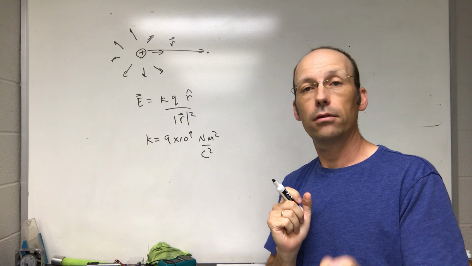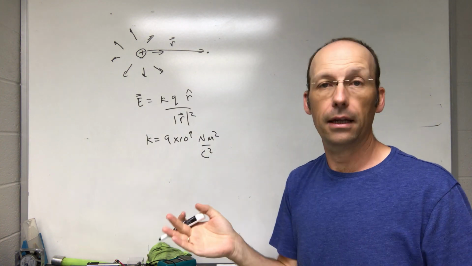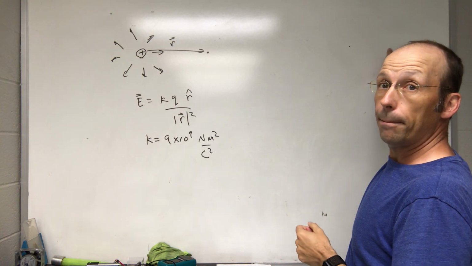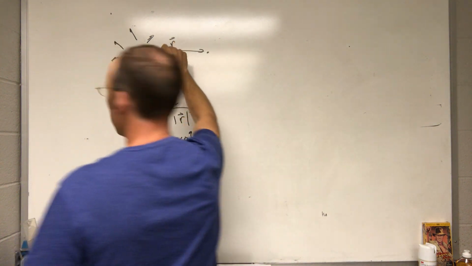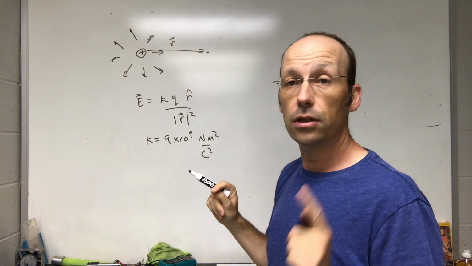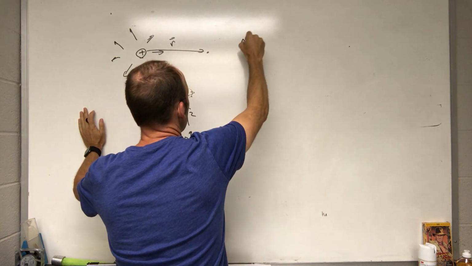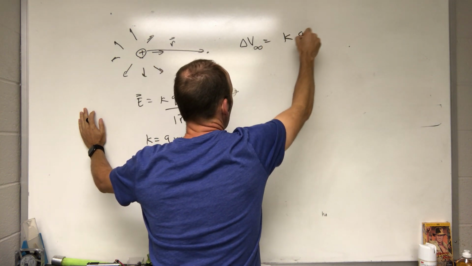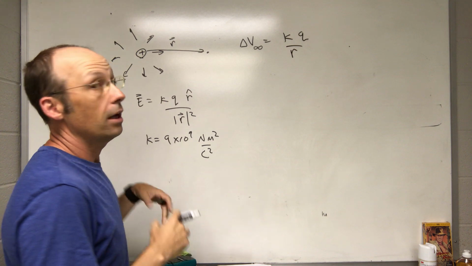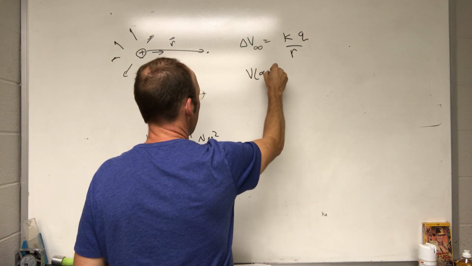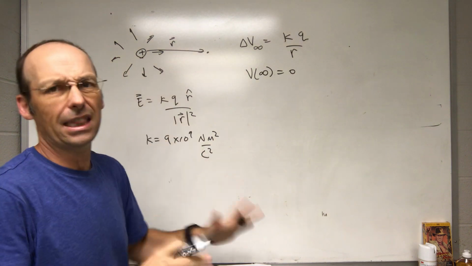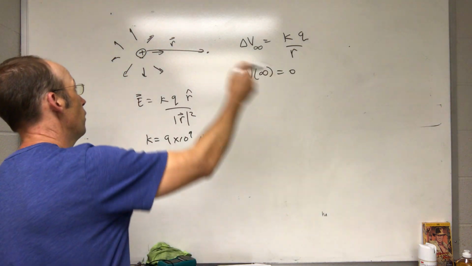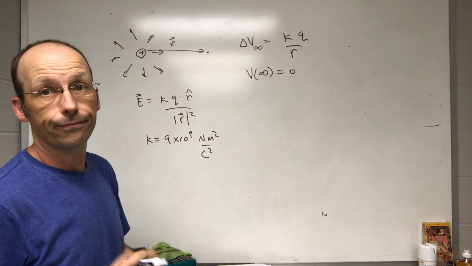But we did something like this with the gravitational potential energy due to a planet. It looks the same. If I start from an infinite distance away and move in to a distance r, then I can find the change in electric potential. So delta V with respect to infinity is K Q over R. This assumes that V at infinity is equal to 0. We set that: when you're an infinite distance away, the electric potential is 0, and when you move up to this distance r, it's K Q over R.